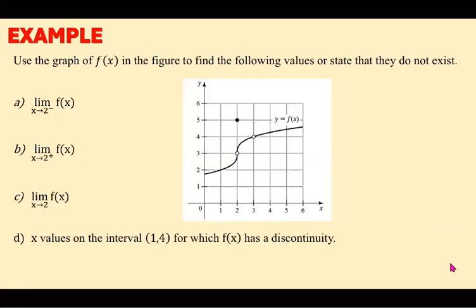Okay, here is the second example, which is similar to the first one. Use the graph of f of x. Here is the graph of the function y equal to f of x in the figure, to find the following values or state that they do not exist. The first one is the limit as x approaches 2 from the left. B, the limit as x approaches 2 from the right. And then we have to find the limit as x approaches 2 from both sides.